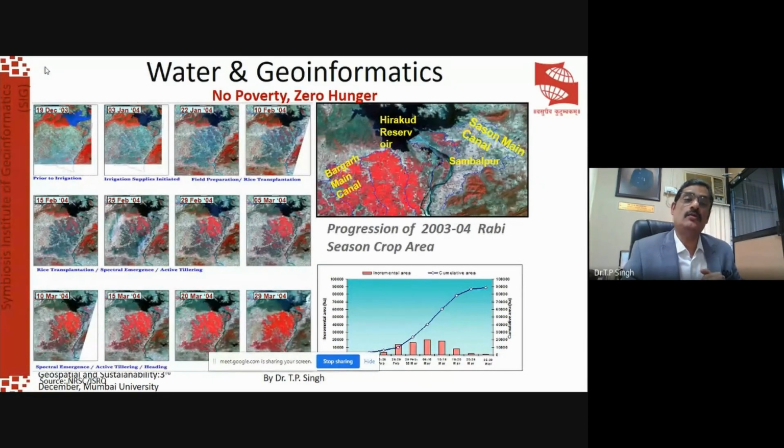So you can see how much irrigation potential we have generated has been converted to agriculture potential, and that will be connected to achieving the goals which the United Nations Sustainable Development Goals have fixed. As the Government of India has, no poverty and zero hunger are the main goals to achieve. So this technology will play a very important role to achieve these goals.